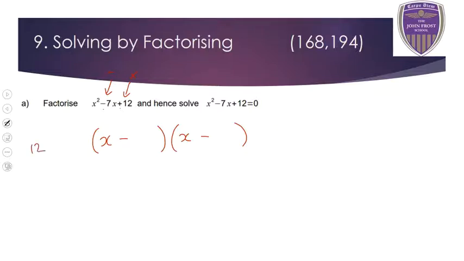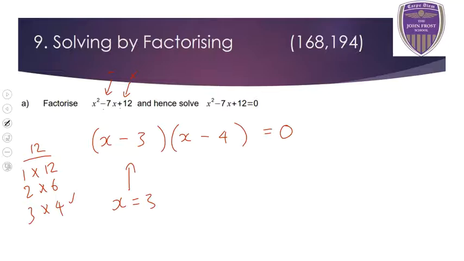Okay, and if you're unsure, factors of 12: 1 and 12, 2 and 6, 3 and 4. The only pair there that's going to give you 7 is 3 and 4. So we get minus 3, minus 4. This time it equals 0. And the 2 brackets just means there's 2 separate solutions to this question. All right, so we're saying x minus 3 equals 0. So something take away 3 equals 0. So for this one, x is 3, because 3 take away 3 is 0. For this one, x is 4, because 4 take away 4 is 0.